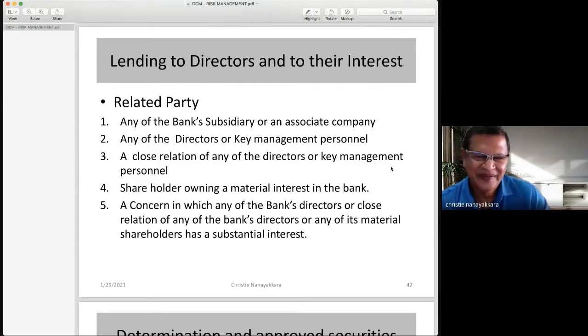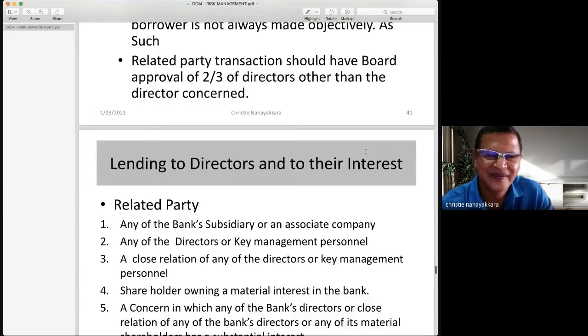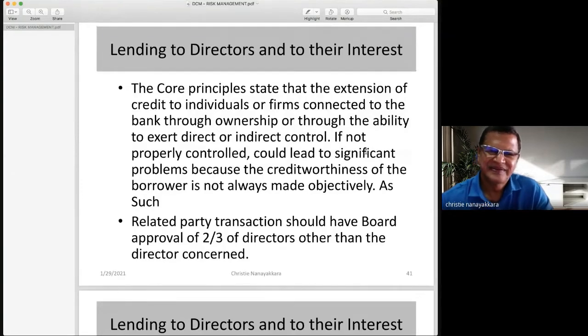So what we are trying to establish is who is a related party. Why we are doing this is that there is a regulation by the central bank. Related party, they think there is a core principle here.